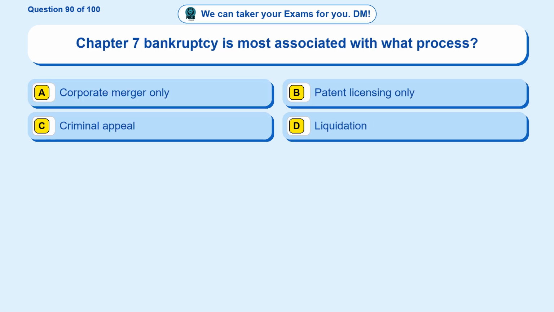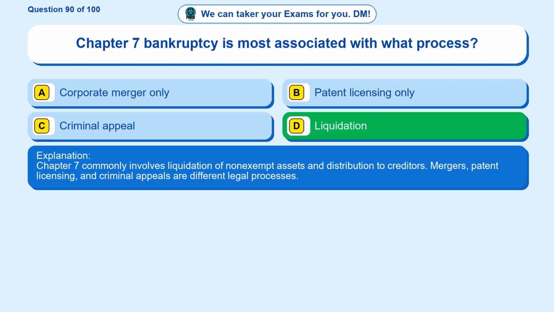Question 90. Chapter 7 bankruptcy is most associated with what process? Option A. Corporate merger only. Option B. Patent licensing only. Option C. Criminal appeal. Option D. Liquidation. The correct answer is option D. Liquidation. Chapter 7 commonly involves liquidation of non-exempt assets and distribution to creditors. Mergers, patent licensing, and criminal appeals are different legal processes.